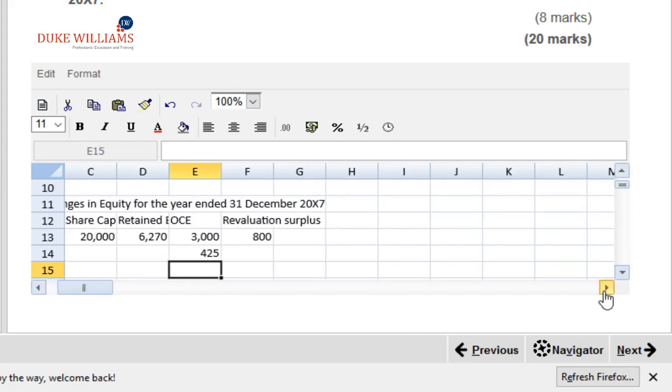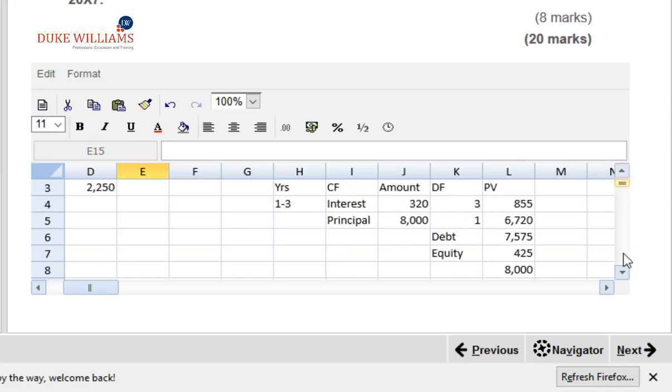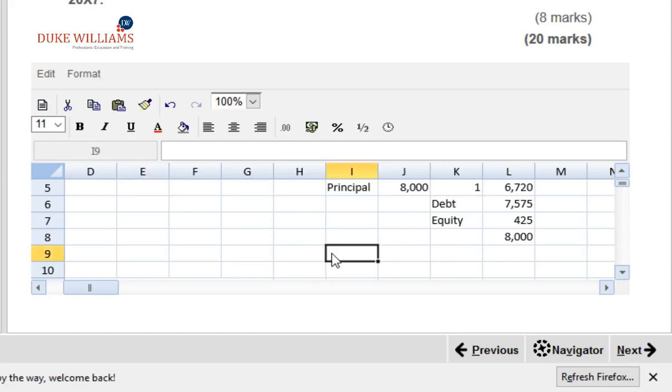Now let's build on our workings for the loan note. Now, having done the present value of the debt, let's find the amortization for the first year, because the loan was issued on 1st January X7. So I would say this should be the amortized cost of loan. So the amortized cost of loan.